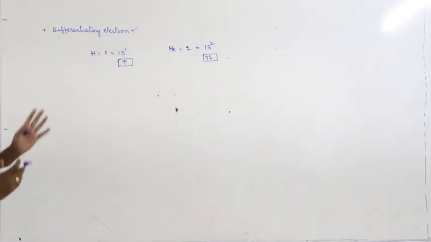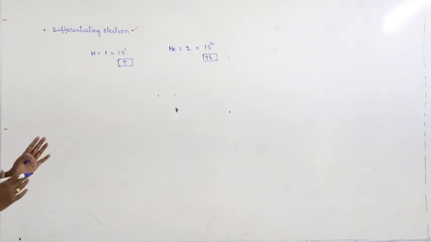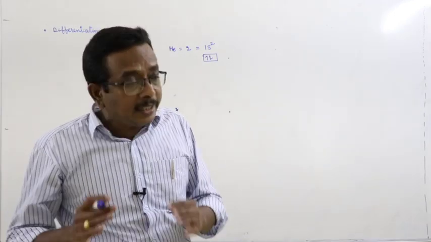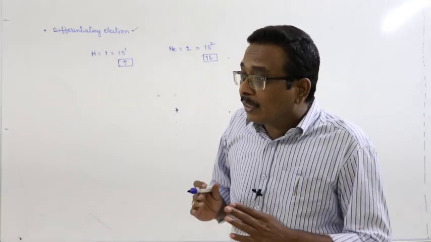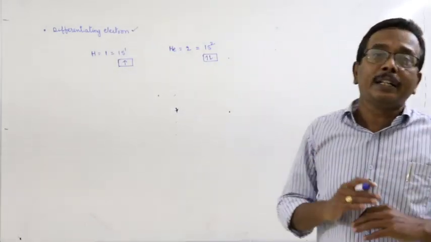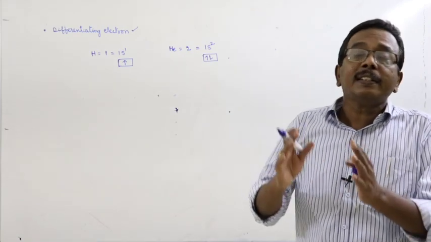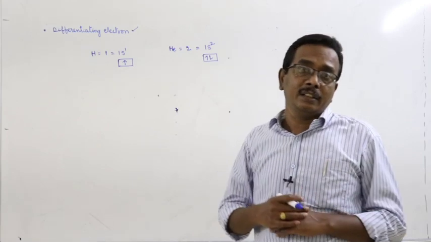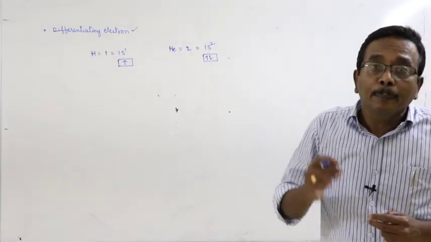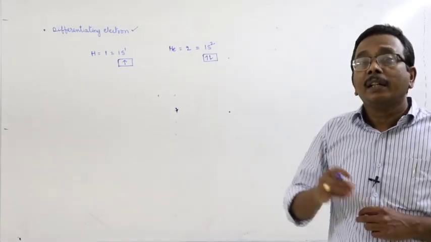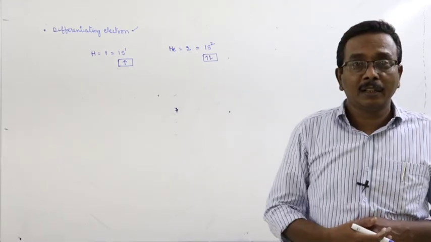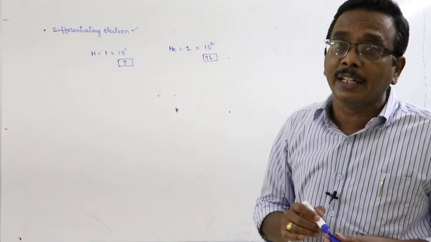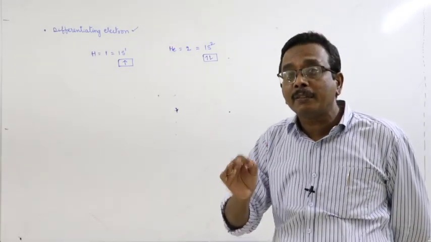Okay. But what is the significance? What is the role of the differentiating electron in the classification of elements? After the introduction of the modern periodic table, some other scientists made some efforts to classify the elements in a different way. What is that? Based on the type of the subshell into which the differentiating electron enters. I am repeating once again. Based on the type of subshell.